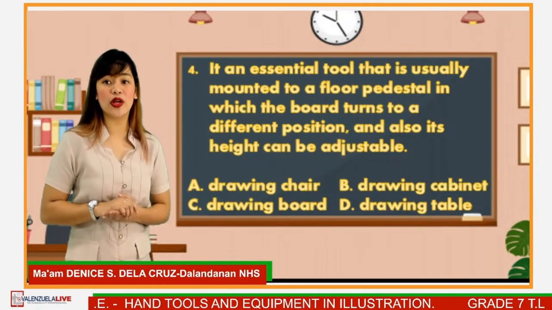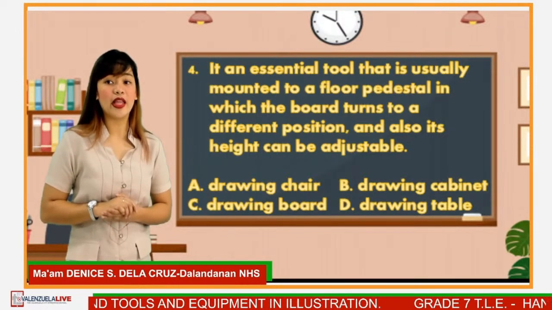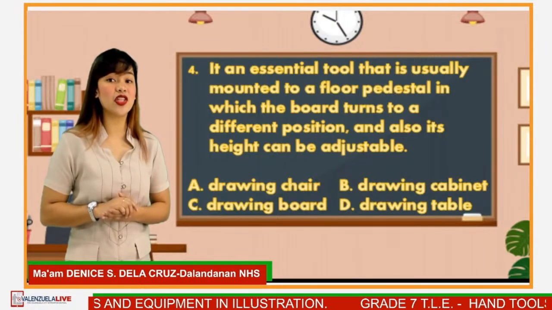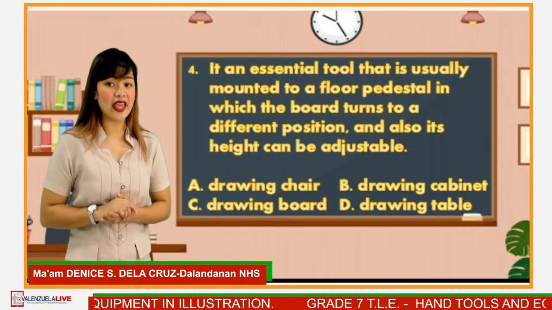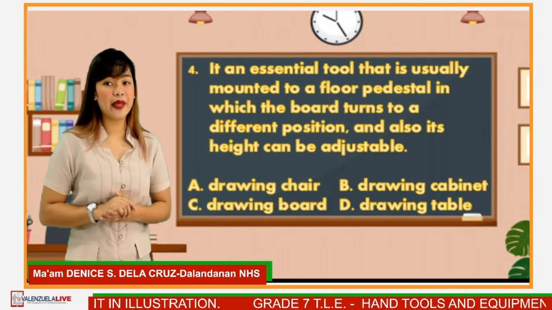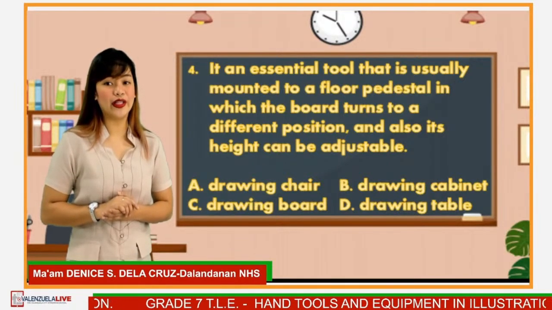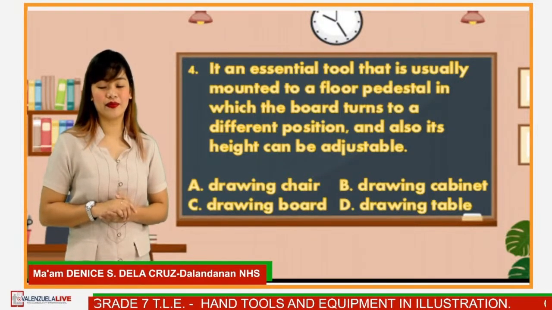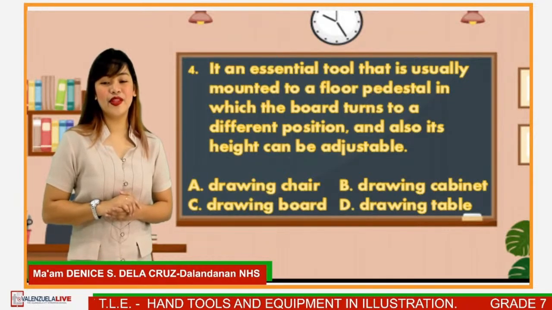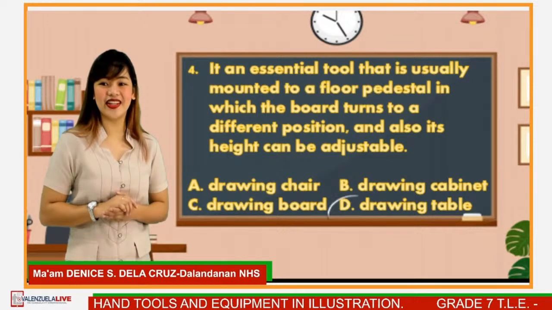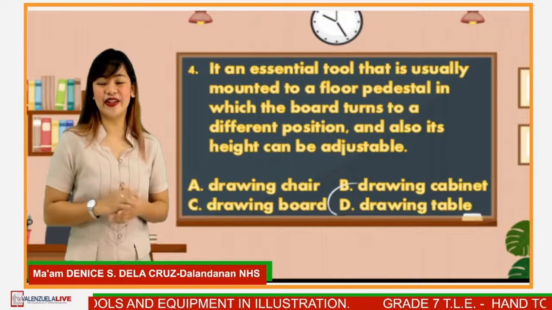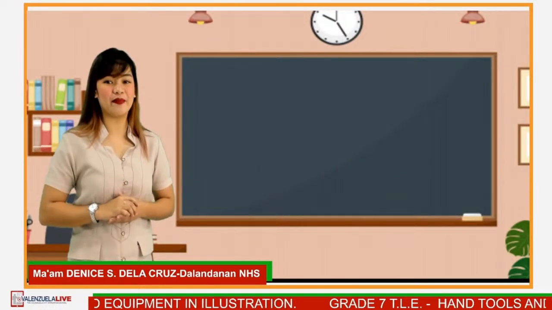Number 4. It is an essential tool that is usually mounted to a floor pedestal in which the board turns to a different position, and also its height can be adjustable. Is it A. Drawing chair, B. Drawing cabinet, C. Drawing board, or D. Drawing table? The correct answer is letter D. Great job again, learners!